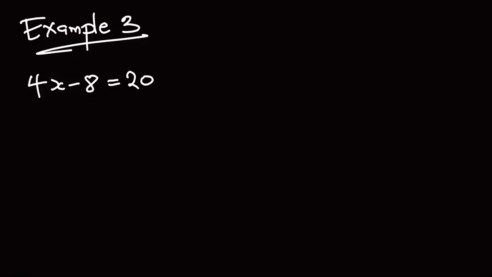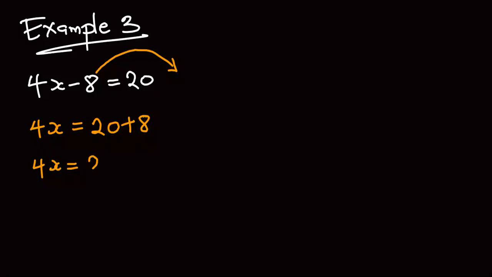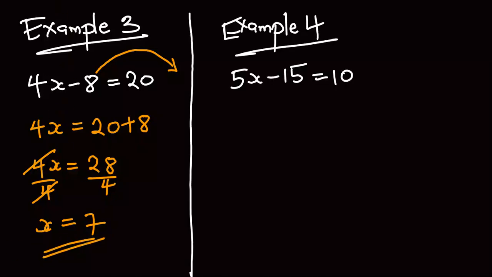Let's look at example 3. 4x minus 8 is equal to 20. The same concept. We make 4x the subject. We equate it to 20. Then the minus 8 crosses the equal sign. It will change the negative sign to positive, so plus 8. Therefore, 4x is equal to 20 plus 8, which is 28. To get the value of x, we divide both sides by 4. Then after simplifying, we'll have our value of x as 28 divided by 4, which is 7. So 7 is our answer.